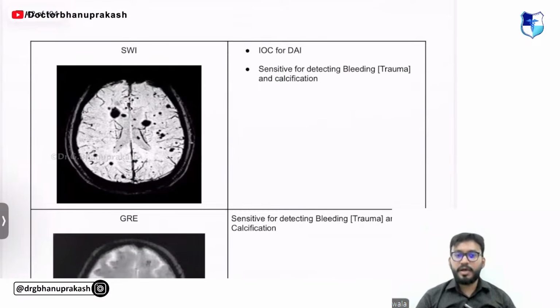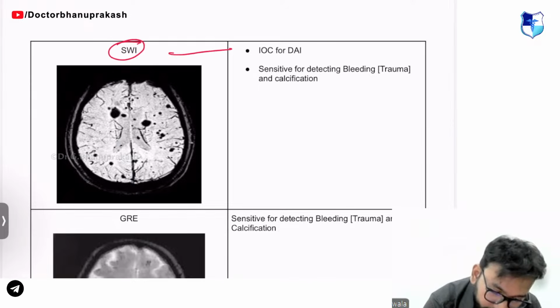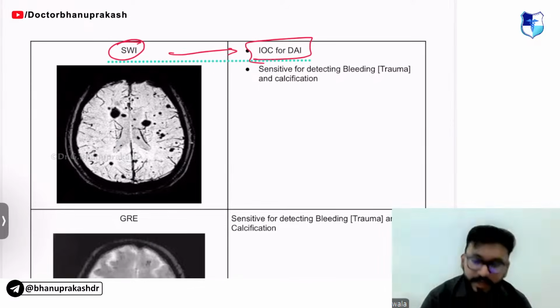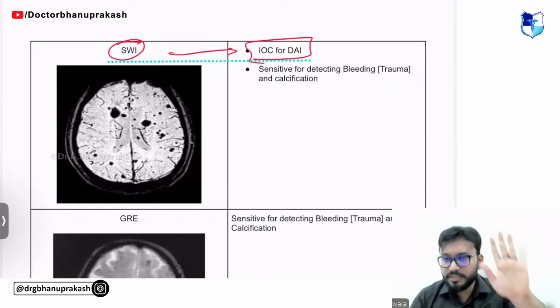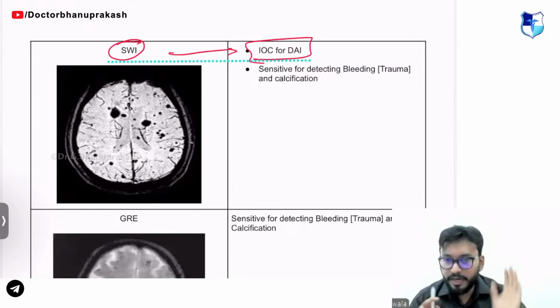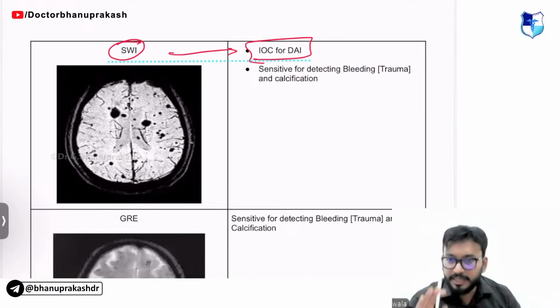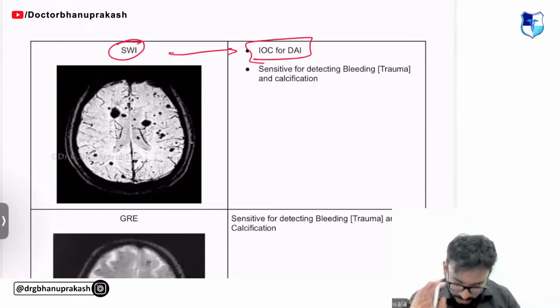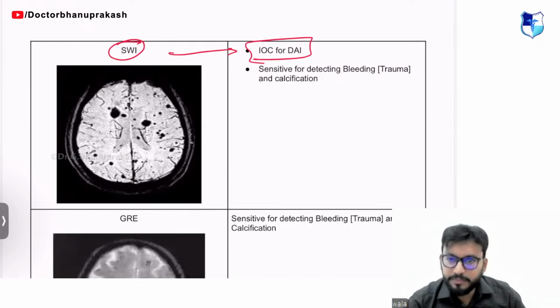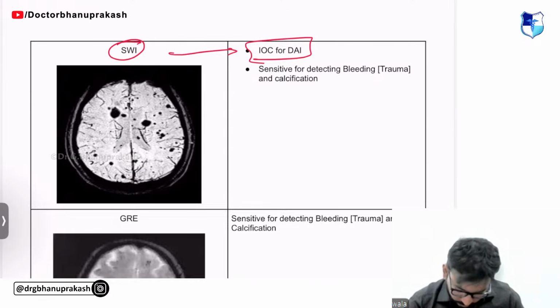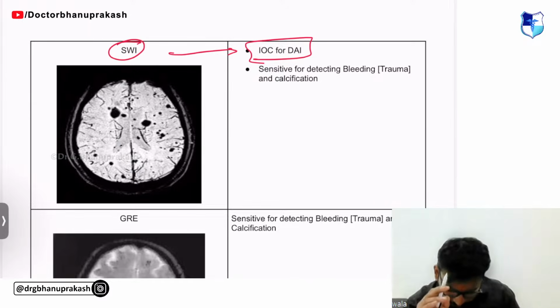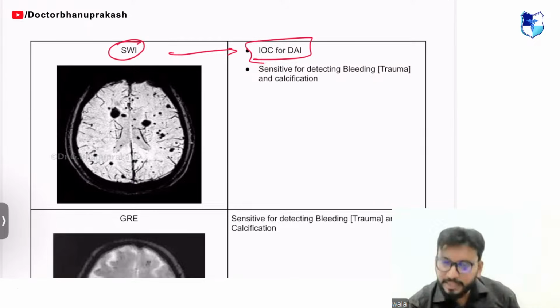SWI, guys, susceptibility weighted imaging. Remember, susceptibility weighted imaging is the investigation of choice for DAI. What is DAI? Listen to me very carefully. Very commonly asked, very easy, very scoring. DAI stands for diffuse axonal injury. DWI stands for diffusion weighted imaging.